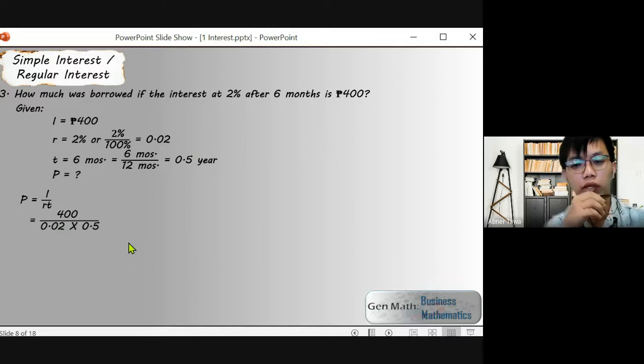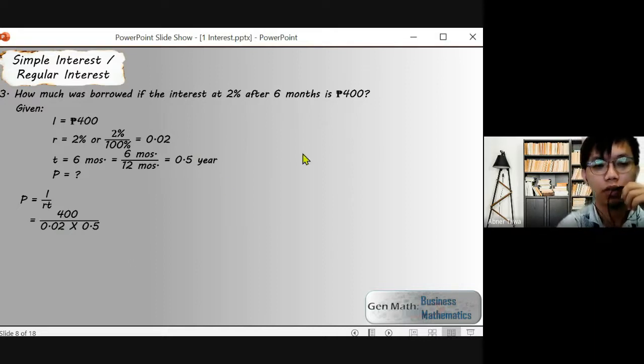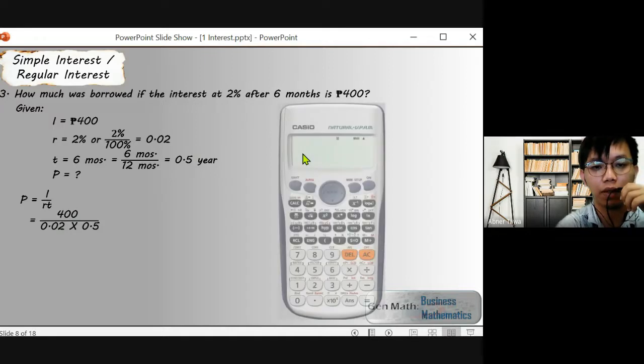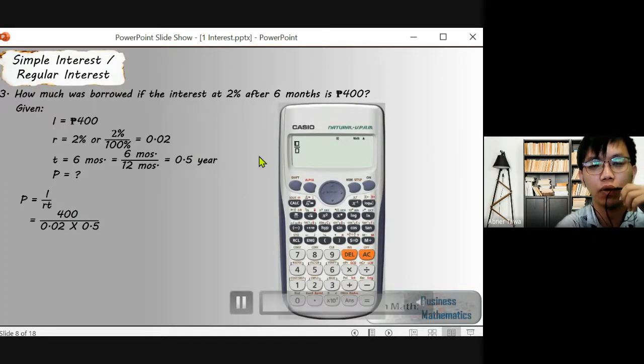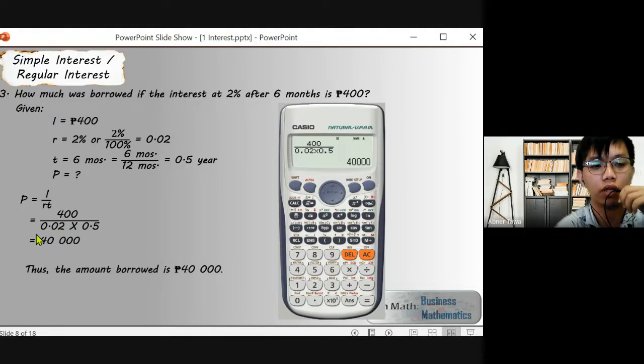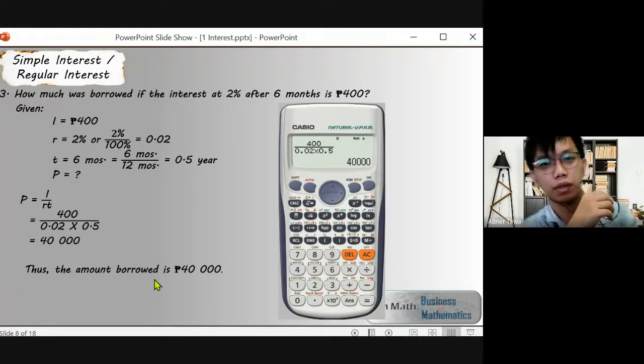Then we're just going to use here a calculating device to solve, or you can just manually solve kung kaya nyong i-manual. So that is 400 over 0.02 times 0.5, and that is equals to 40,000. So the amount borrowed is 40,000 pesos. Okay. Then we're just going to have here our conclusion to finally answer the given problem. So that will be, thus the amount borrowed is 40,000 pesos.